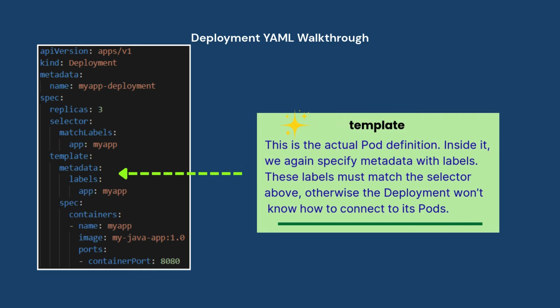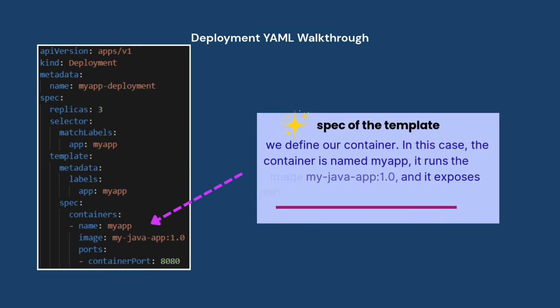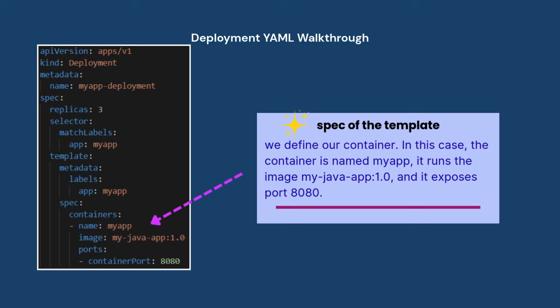Then comes the template section. This is actually the pod definition. Inside it, we again specify metadata with labels. These labels must match the selector above. Otherwise, the deployment won't know how to connect it to pods. Finally, in the spec of the template, we define our container. In this case, the container is named my-app. It runs the image my-java-app:1.0 and it exposes port 8080.